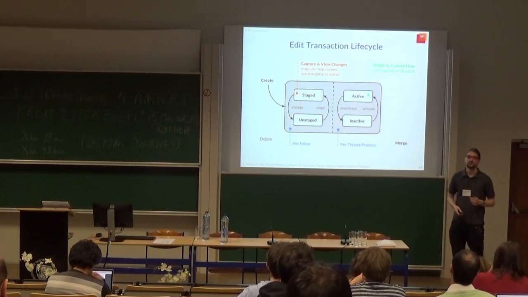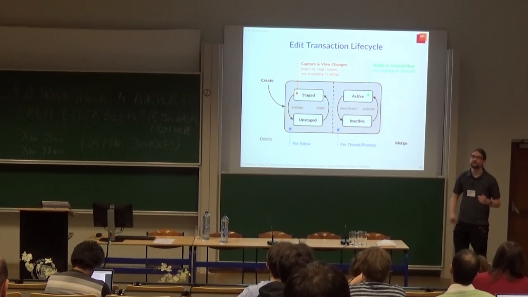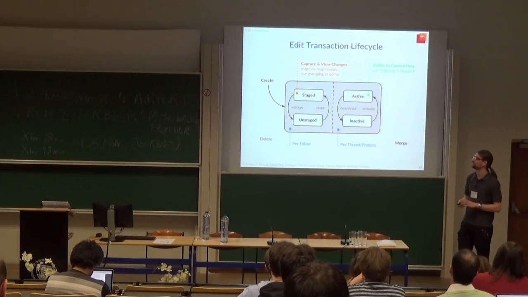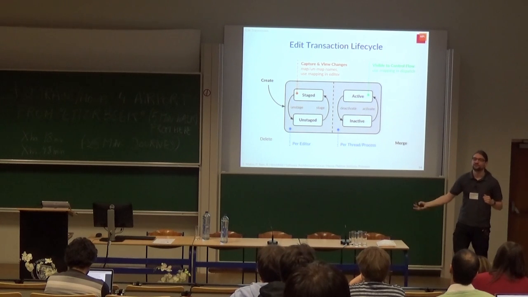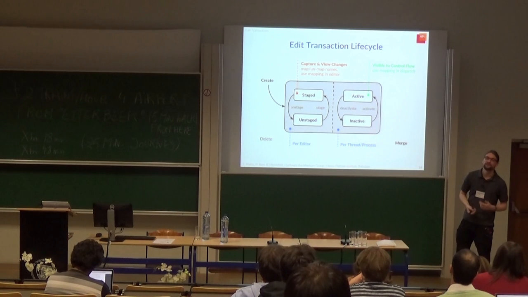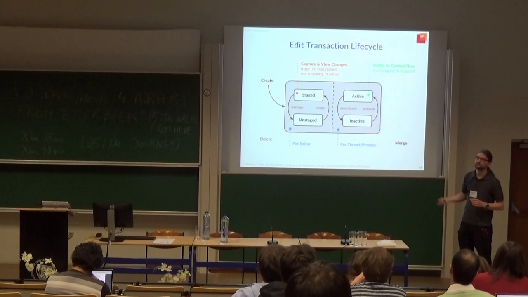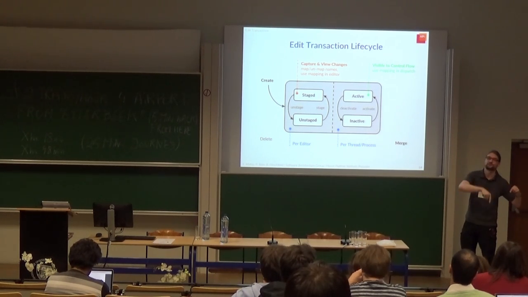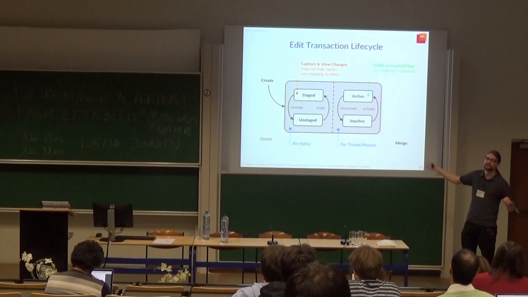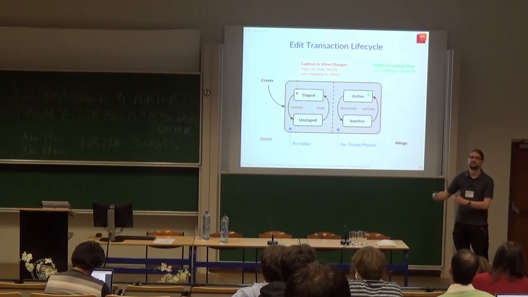Then there is the concept of activation. When we have our staged transaction, we have put a lot of changes in it, and we activate it, then this is the point where all those changes become visible to the running program atomically. And we can also deactivate the change to get an inactive transaction. Staging and unstaging is something which you can do on a per-editor basis. Like in a particular editor, when you do a change, you would stage the transaction inside that editor. And active or inactive is a property of the thread, the runtime which is currently executing the program.